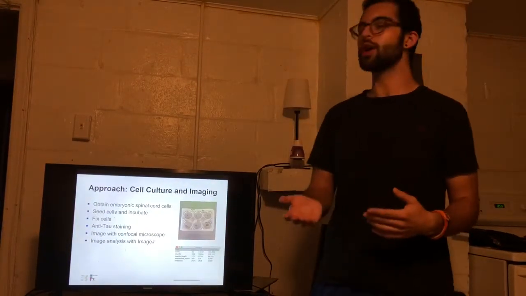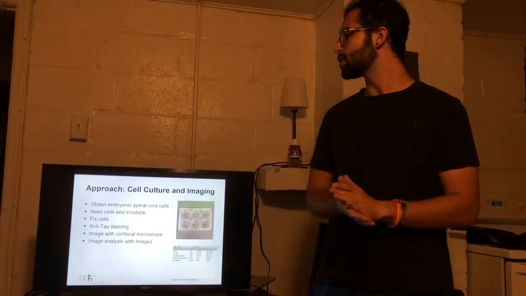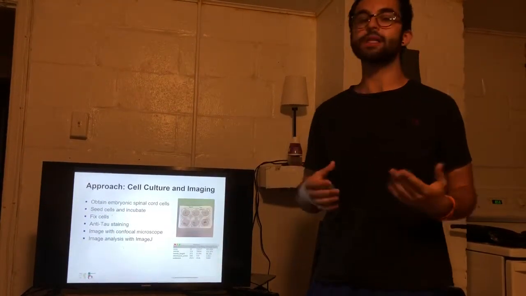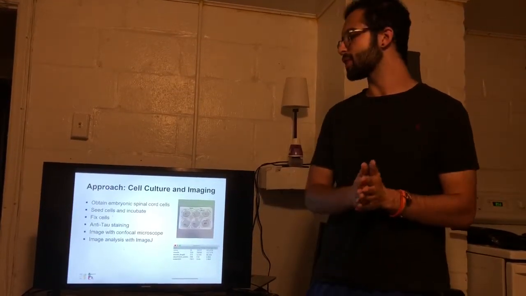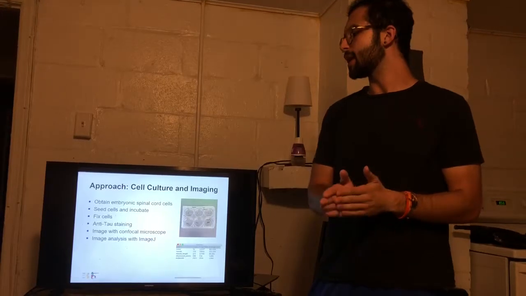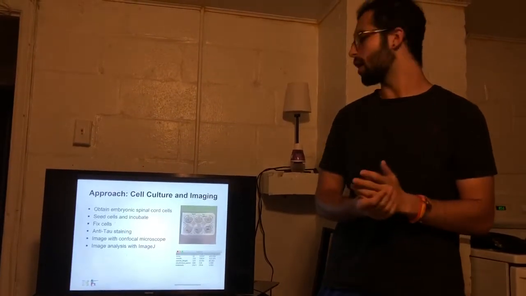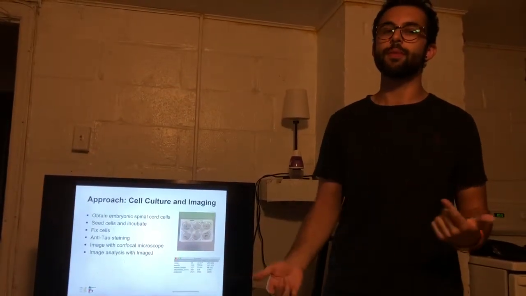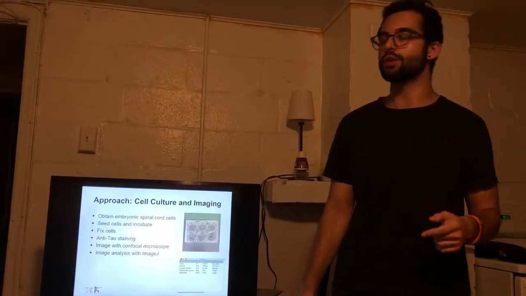For the third central aim, the actual cell culture and imaging, like I mentioned before, we used embryonic spinal cord cells, seeded them on the scaffolds, and incubated them for 7 to 10 days. Then we used anti-tau staining and imaged them with confocal microscopy, and we used an ImageJ plugin developed by our lab to study both directional alignment and length.